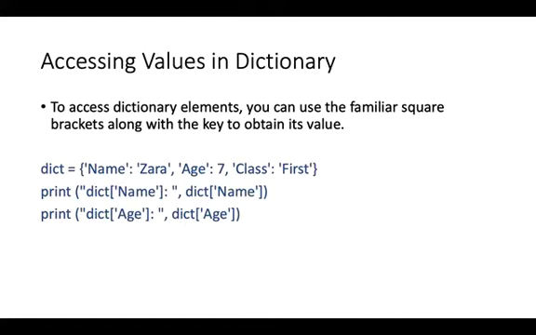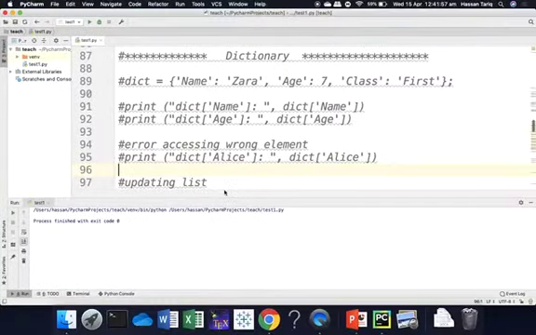Accessing values in the dictionary. To access the dictionary elements, you can use the familiar square brackets along with the keys to obtain their values. So how do we declare the dictionary? This is an example of a dictionary. I will show you this in PyCharm.